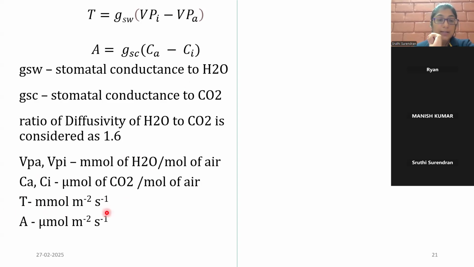Now, as a result of this, the units of transpiration will be in millimoles per meter square per second, and the assimilation rate will be in micromoles per meter square per second. So whenever we represent the rate of transpiration on the x-axis, the unit of transpiration is always going to be millimoles of water per meter square per second, and the unit of assimilation or photosynthesis is going to be micromoles per meter square per second.